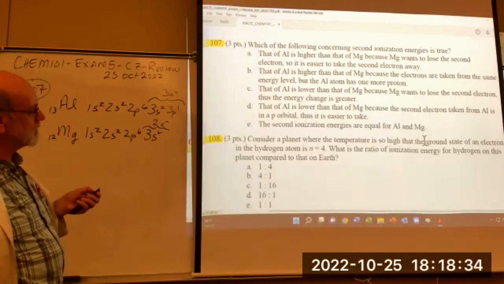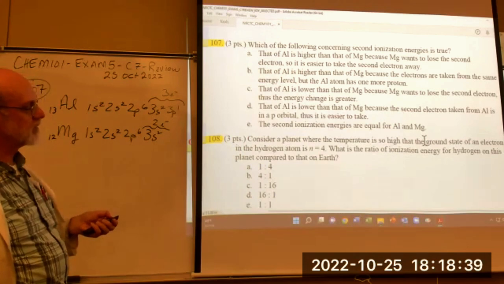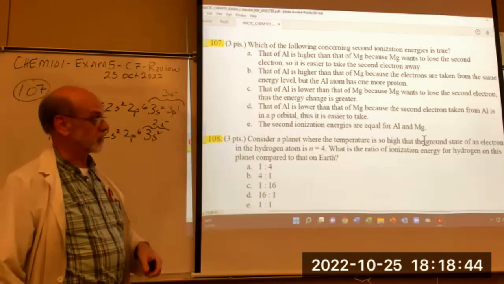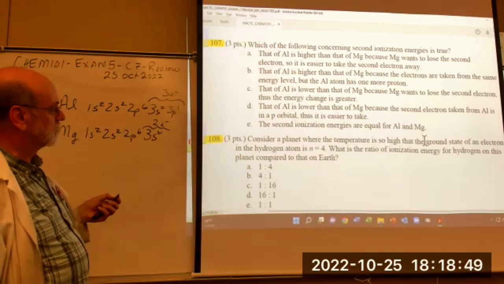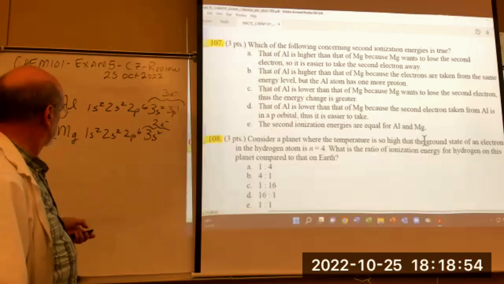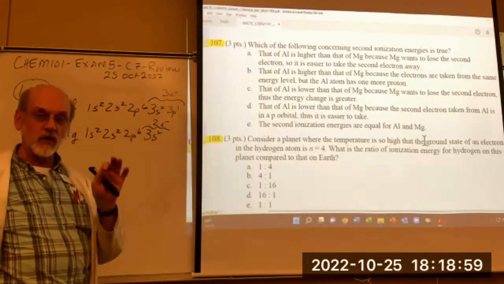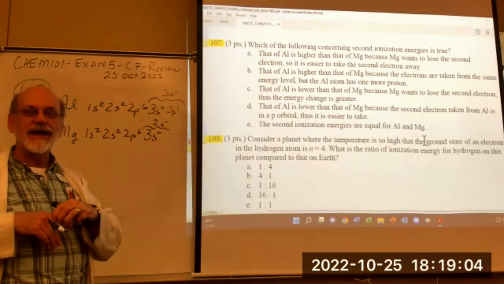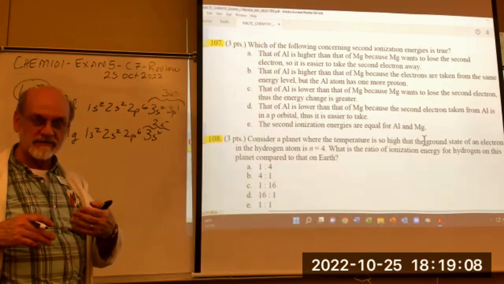A can't be true. We already dismissed that one. Aluminum is higher than that of magnesium because electrons are taken from the same energy level, but aluminum has one more proton. That's a good answer. Right? That's a very good answer. Aluminum is not lower because it is to the right of magnesium. So the trend even holds roughly for second ionization energies also, as long as the electrons are coming from valence shells.